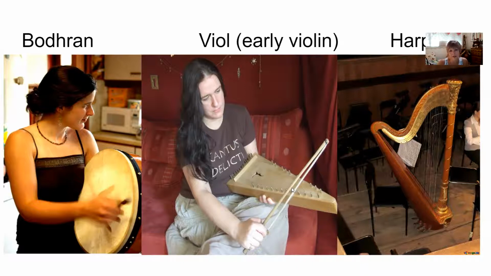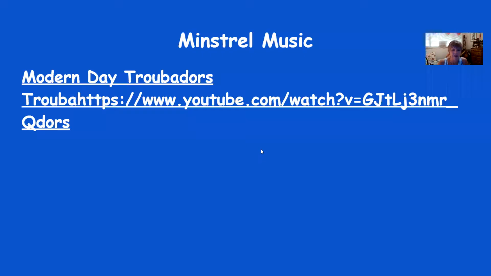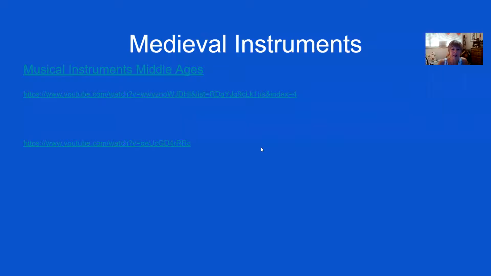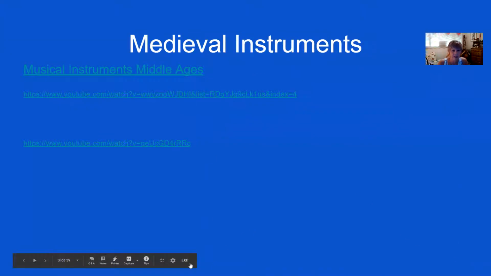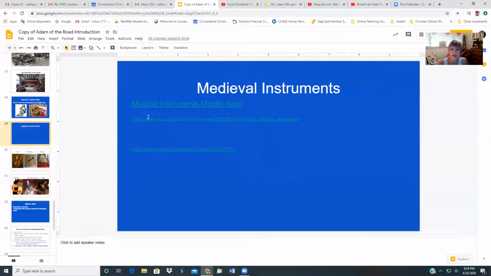And this is called a viol. It's like an early violin, and you can see it has a bow, but the violin is still going to evolve a long way from this. And that's a harp, and Adam plays the harp. I'm going to exit that, and I'm going to go to a couple of other links.